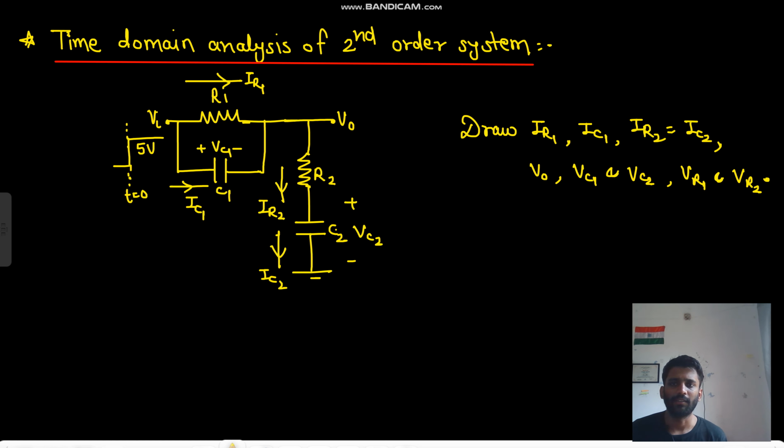Hello everyone. Now we will see the complete time domain analysis of second order system. So in this second order system, these things can be asked to you: IR1, IC1, IR2 or IRC2, both are equal. We note VC1 and VC2 and VR1 and VR2. So we will see the waveform of everything. Okay, so let us start.